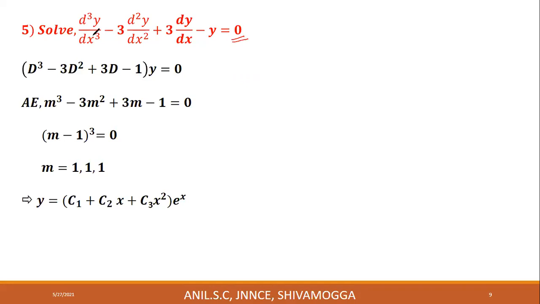This can be written as d cube y by dx cube is D cube of y, minus 3 into d square y by dx square is D square of y, plus 3 dy by dx is 3 into D of y, minus y, minus 1 into y is minus y, is equal to 0. Equivalently, we can write like that. Now construct the auxiliary equation. This is the auxiliary equation: m cube minus 3m square plus 3m minus 1 is equal to 0.